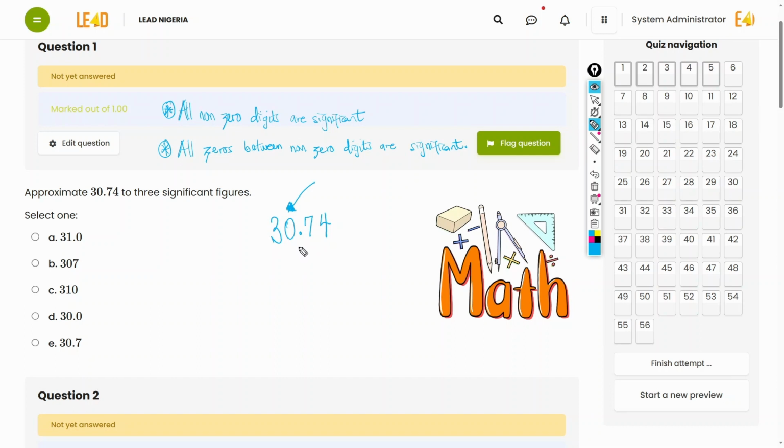So if we're asked to approximate to three significant figures, then we count 1, 2, 3, and we are rounding to that position there. Of course, you test the next number, 4. 4 is a weak digit. So you don't add 1, you add 0. So the answer is 30.7. 30.7 is the correct answer. That's option E.